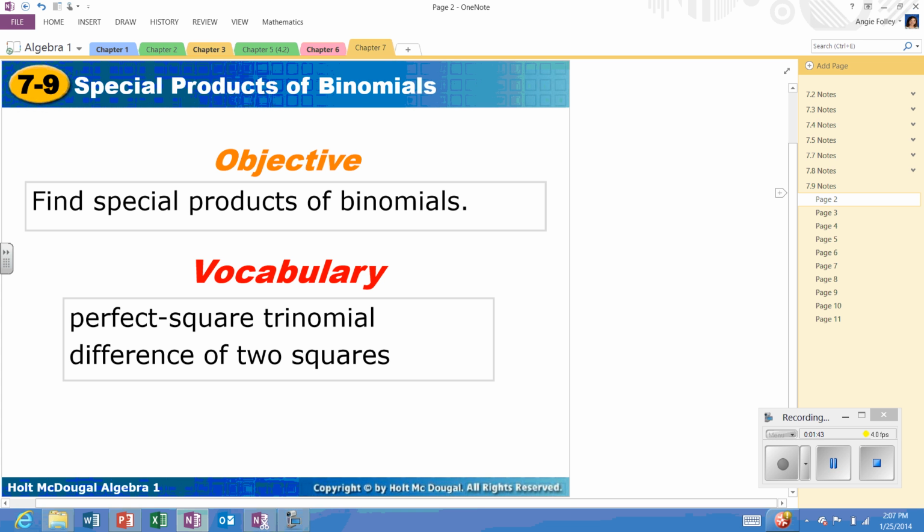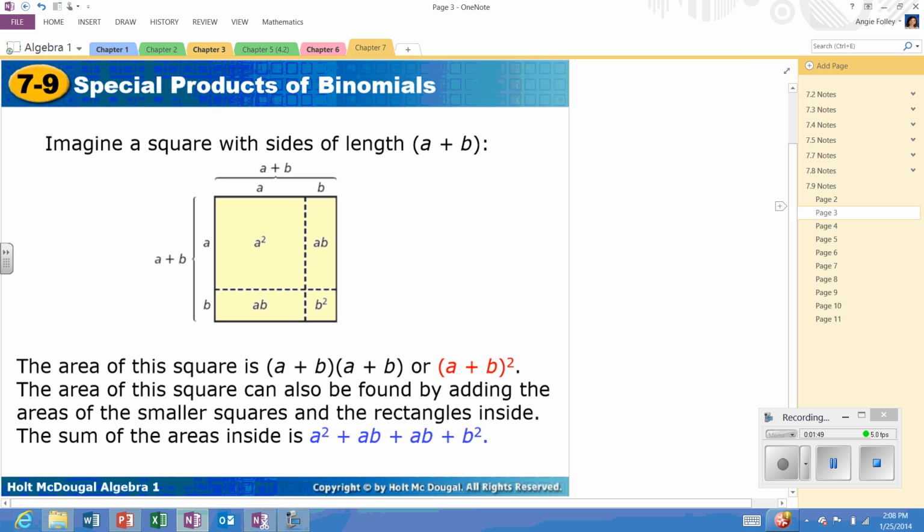So we're going to look at finding special products of binomials, and you're going to hear things here, perfect square trinomial, and then the difference of two squares. So imagine that we have a square with a side length of a plus b. Okay, so we're saying that the side length of the square is a plus b. The area of the square will be a plus b times a plus b, right? Because the area of any square or rectangle is the side length times itself. Well, specifically a square, it's going to be the side length times itself.